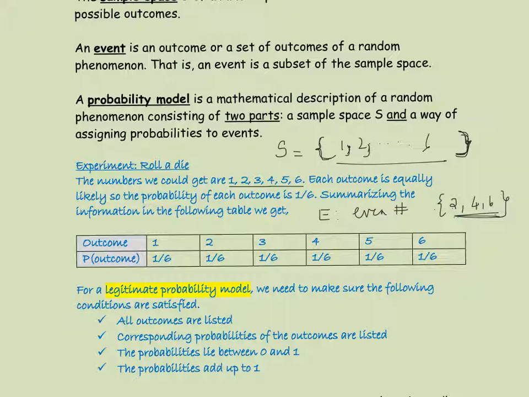Now the next term is a probability model. This is exactly what a probability model is, and it has to satisfy certain conditions. First, we list all possible outcomes. Second, we list the probabilities of those outcomes. So the probability of getting a 1 is 1/6, 2 is 1/6, and so on. We make sure that our calculations of probability are correct, which means the numbers lie between 0 and 1. And then when we add up all the numbers, we have 6/6, we get a 1. So these 4 conditions together tell us that the given table is a legitimate, correct probability model.